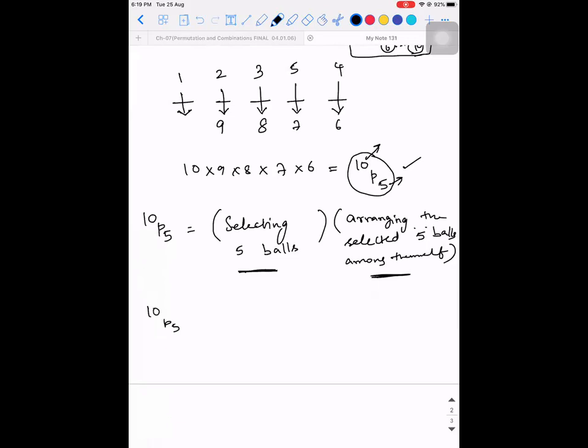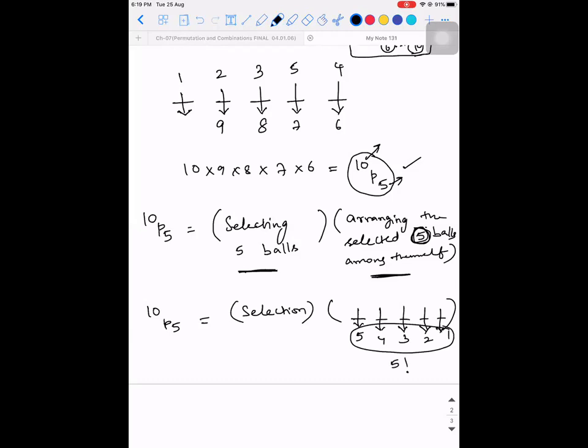So, this 10p5, as of now, I'm not disturbing the selection. So selection is a process, and then in how many ways can you arrange the 5 balls among themselves? Means how many balls I have and how many balls should I arrange. I have 5 blank spaces, and how many balls do I have in my hand? 5. So I can do it in 5, 4, 3, 2, and 1. What is this? 5 into 4 into 3 into 2 into 1? 5 factorial.